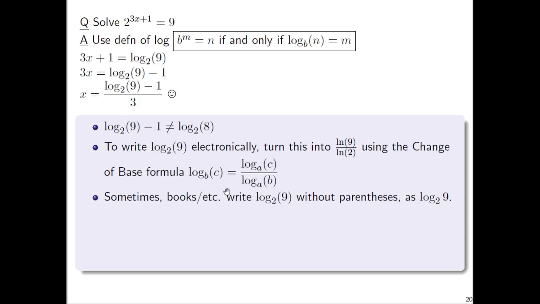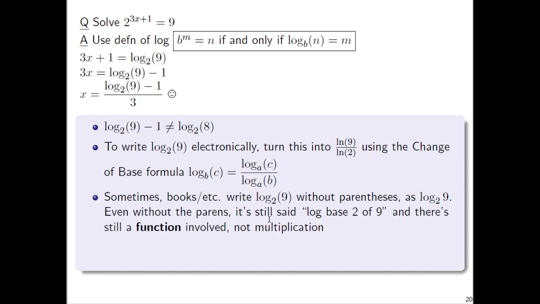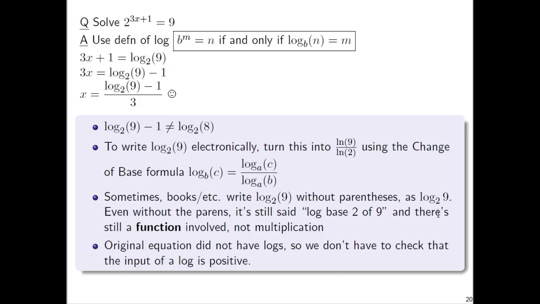Now, sometimes I should just mention that, still looking at this log base 2 of 9, sometimes log base 2 of 9 is written without parentheses. Books often do this. You'll see log base 2 of 9 without the parentheses around the 9. But still, the appropriate thing to do, for good practice, is to put parentheses around it. But because the book doesn't always do that, I should just mention it, right? So even without parentheses, it should still be said log base 2 of 9. There's still a function, which is why the parentheses really should be there. There's no multiplication going on. It's not log 2 times 9. That's not correct. It's not correct to say times because there's no times going on. So it's log base 2 of 9 even without the parentheses written.